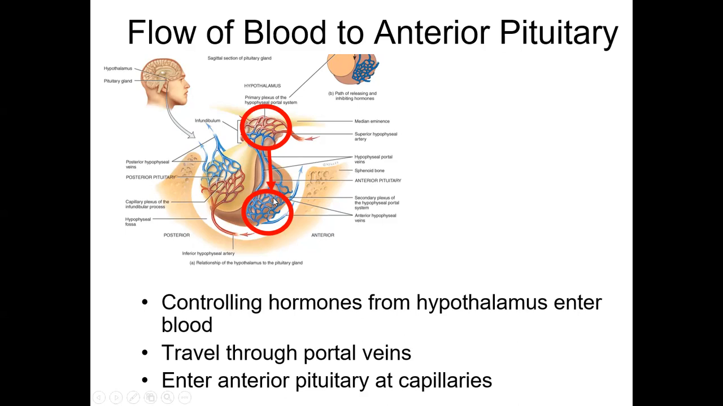We will be seeing one additional world famous example of a portal system, venous blood coming into an organ, when we'll be talking about the liver in the digestive system. Nonetheless, this anatomical curiosity allows the hypothalamus to make controlling hormones and immediately deliver them to the anterior pituitary for a quick response.